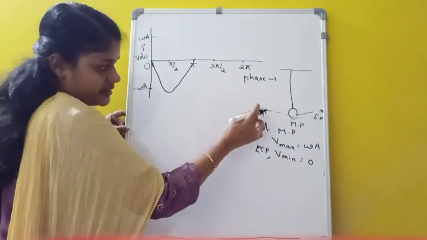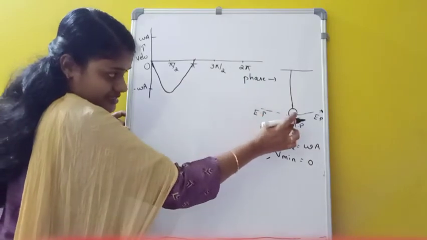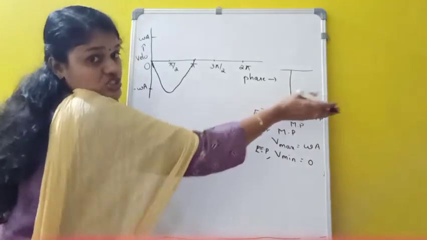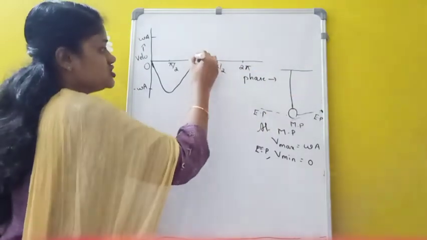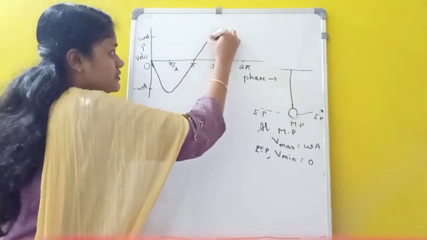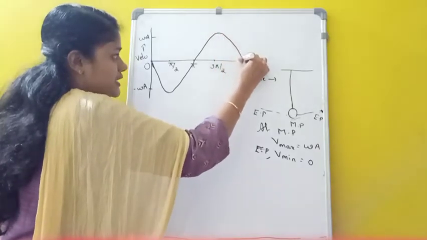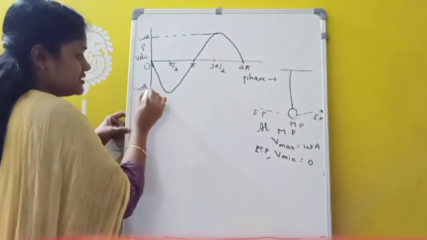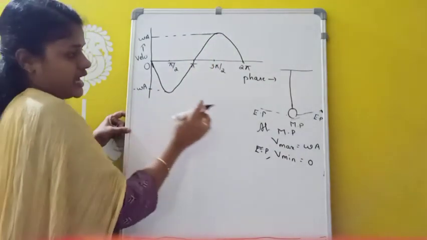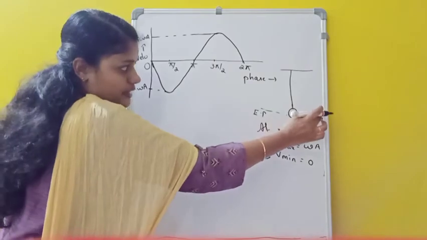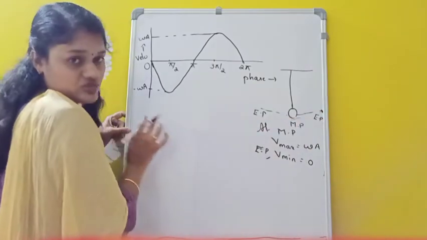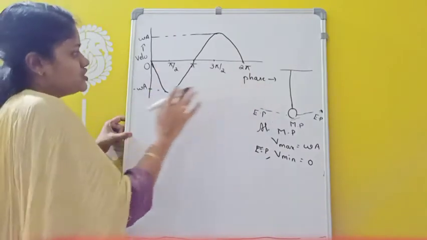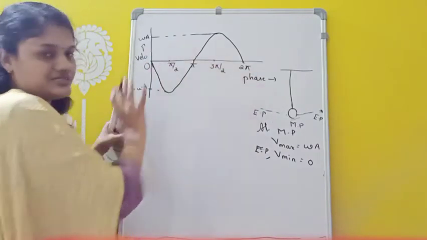Now again, when this body reaches the mean position, it becomes maximum, but in which direction? In the positive direction. So it is positive maximum at which point? 3 pi by 2. So this is the maximum value in the positive direction, and this is the maximum value in the negative direction. And when this body reaches 2 pi, again the velocity becomes minimum, so it becomes 0. So this is the graph for which one? Velocity versus phase angle.